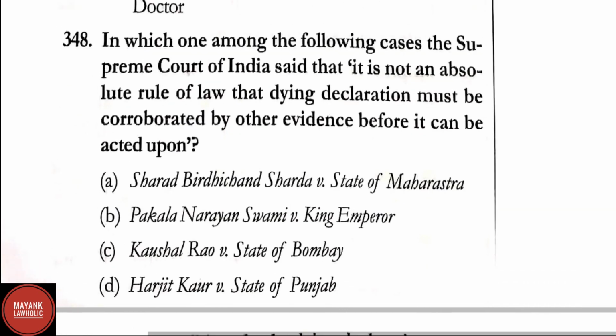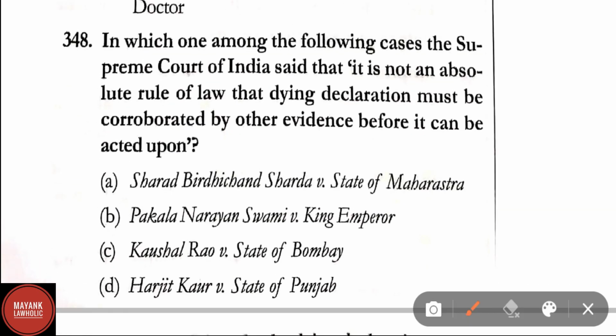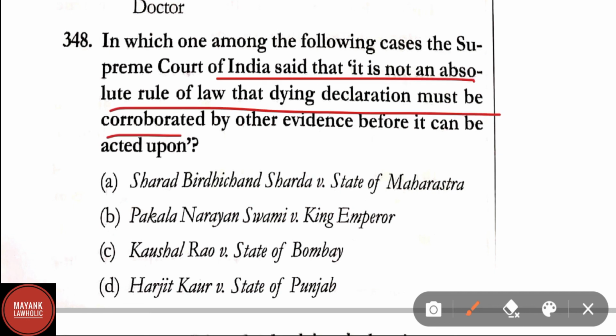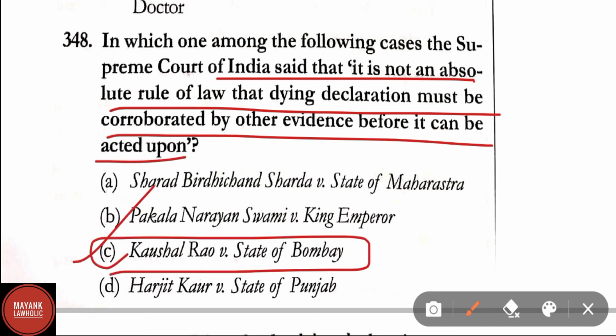Question number 348. In which one among the following cases did the Supreme Court of India say that it is not an absolute rule of law that a dying declaration must be corroborated by other evidence before it can be acted upon? Correct answer is option C, that is Kaushal Rao versus State of Bombay.